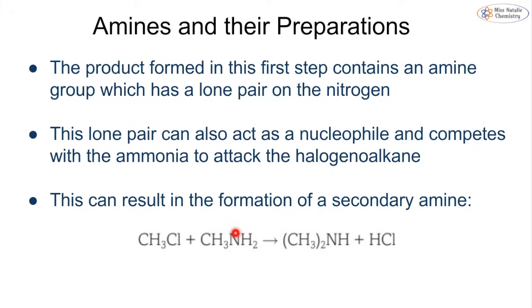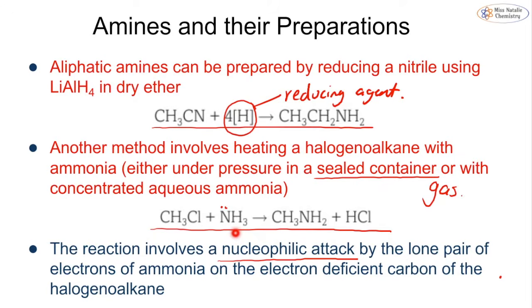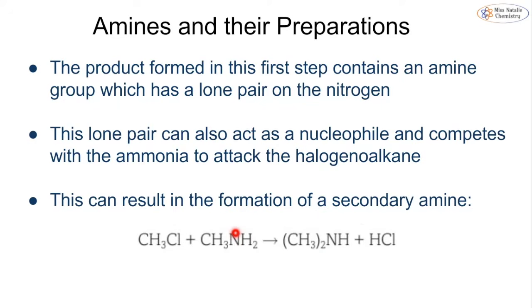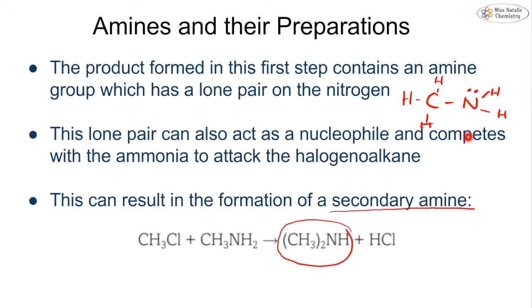So the product that's formed in this first step, where we've got here our primary amine, this also contains a lone pair on the nitrogen. So we're going to form this product, and it contains a lone pair on the nitrogen. The biggest issue with this particular reaction is that this lone pair can also act as a nucleophile, and it starts to compete with the ammonia in order to attack the halogenoalkane. Now, we don't want that. We want to be making only the primary amine, because if we allow this attack to occur, then we're going to make a secondary amine, and we can see that here.